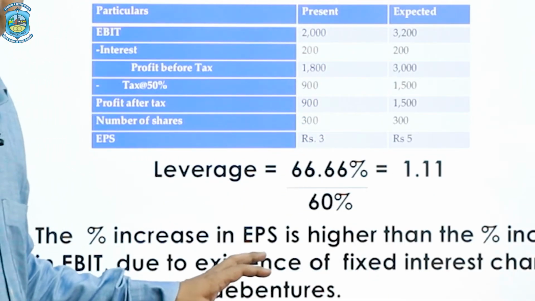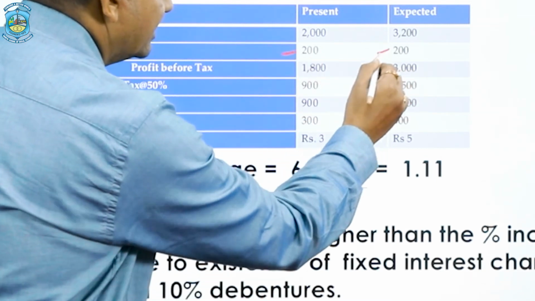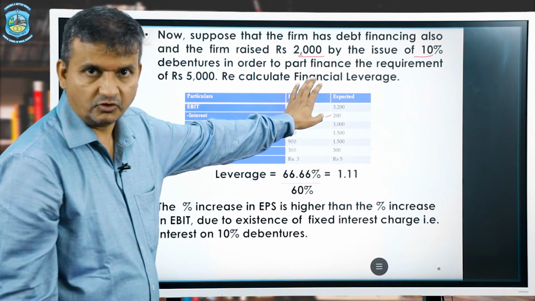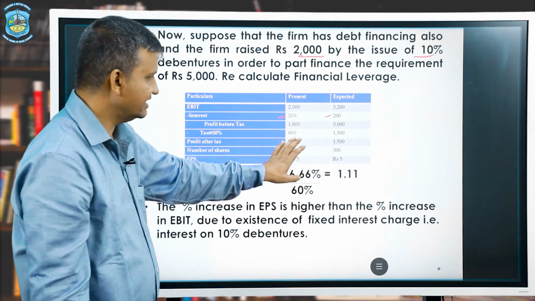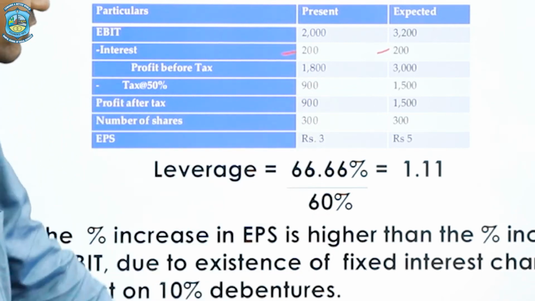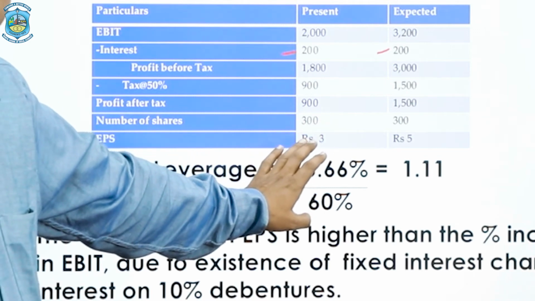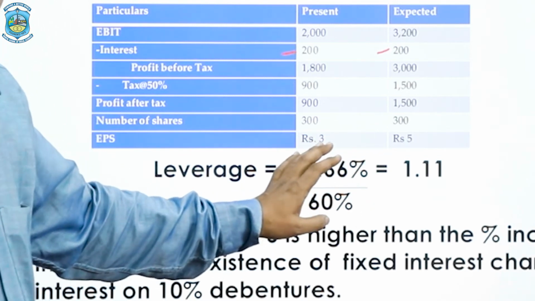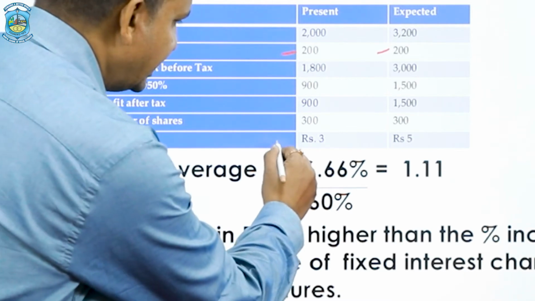Now in this particular example, you would be seeing that there is an interest component of rupees 200. Now how did we come to this 200? 10% of 2000. So 200 comes as interest, profit before tax is 1800, then 50% tax, that gives you 900 rupees. Profit after tax comes to again 900. We have number of equity shares now reduced to 300 because now the equity financing is for 3000, and 3000 divided by 10 gives you the number of shares, that is 300, and EPS comes to rupees 3 in this particular case.